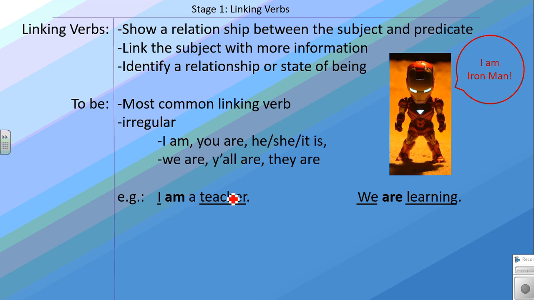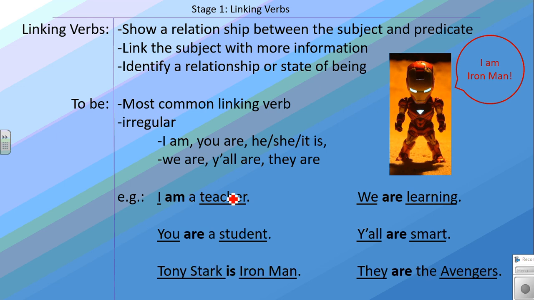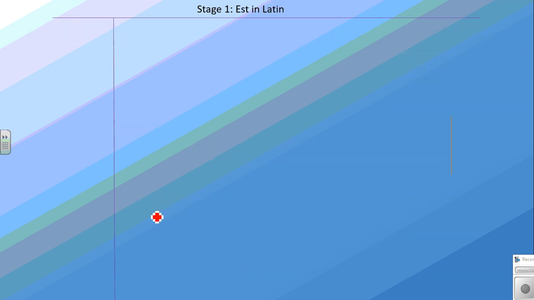We are learning. You are a student. Y'all are smart. And yes, I use y'all as the second person plural in here. Tony Stark is Iron Man. They are the Avengers, right? So you have these linking verbs, and then you have a subject and then a predicate nominative on the other side of it.